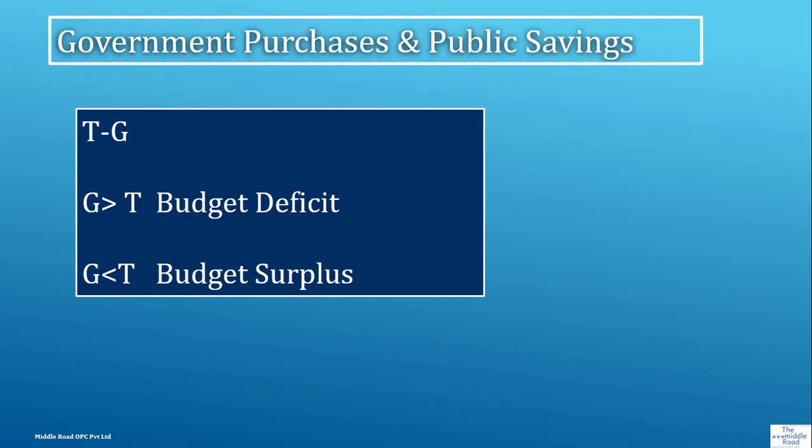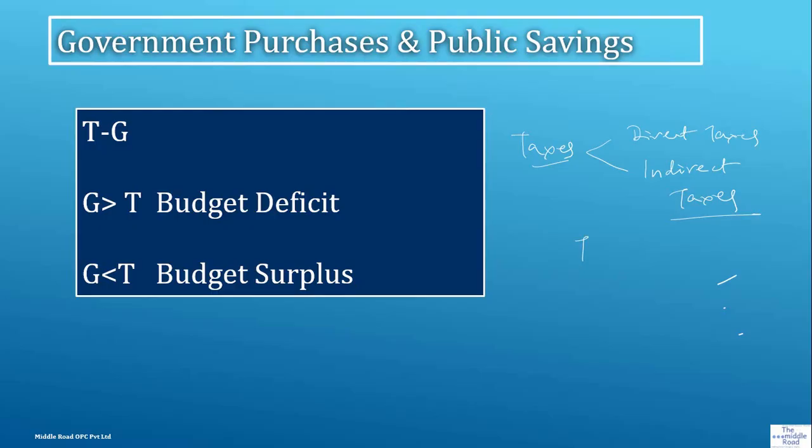Government purchases and public saving. We know governments have tax economies. Taxes are of two types: one is direct taxes, the other indirect taxes, and total taxes are defined as T. When G is greater than T, you get a budget deficit because you're actually funding more. We looked at what government purchases are.